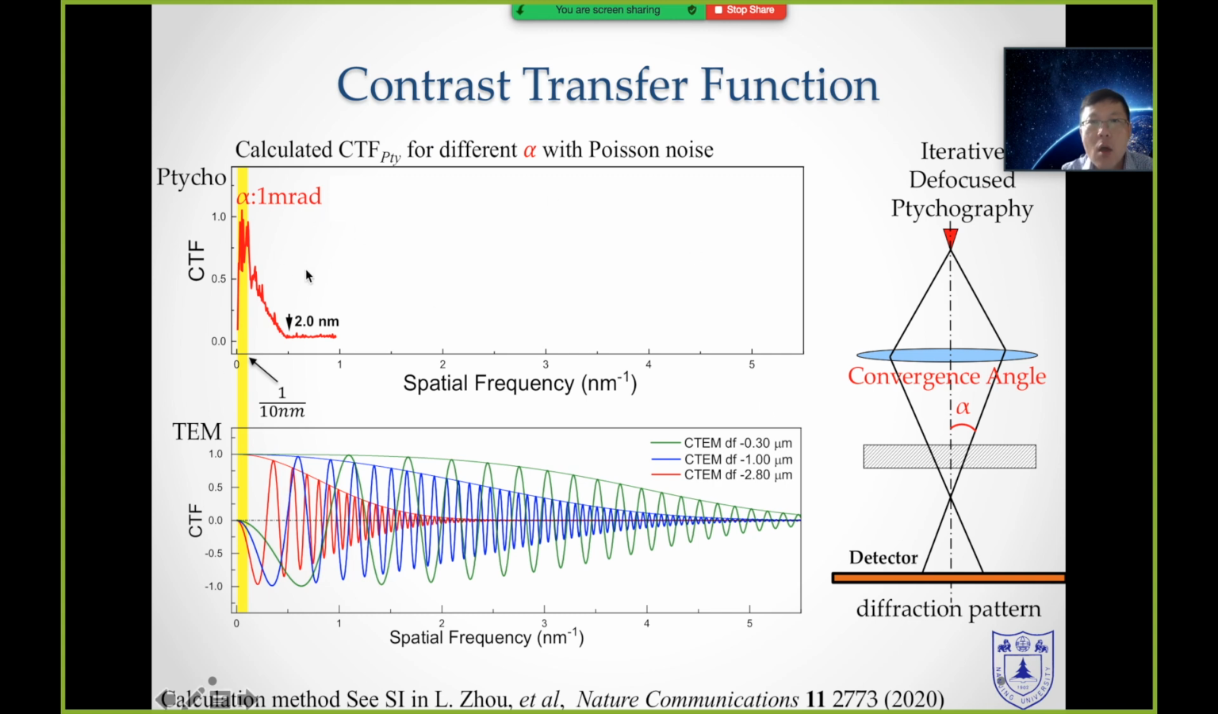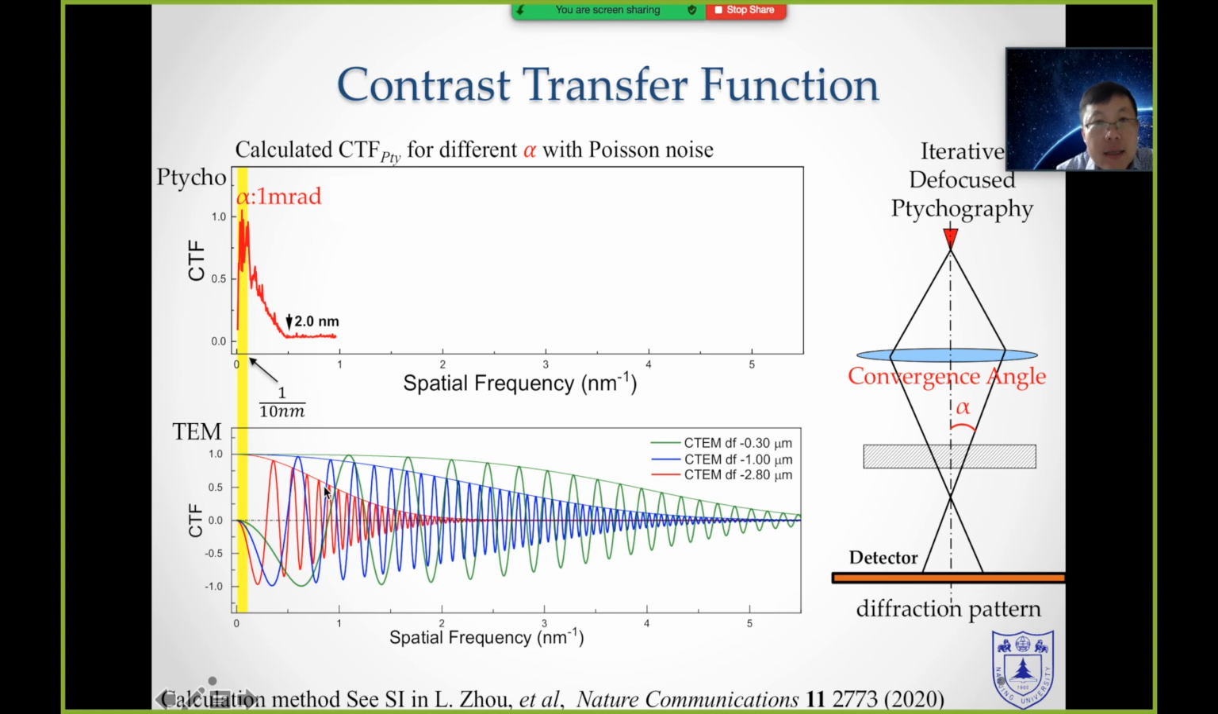In order to understand why ptychography has better phase contrast than TEM contrast, we numerically calculate phase contrast transfer functions with Poisson noise as a function of different converging angles. The calculation method can be found in the SI of this paper. In comparison to TEM, we have three takeaway points. Firstly, using a lower converging semi-angle, for example 1 milliradian here, the CTF can cover a wide range of spatial frequencies, and that is low enough to reveal the overall shape of the particle.